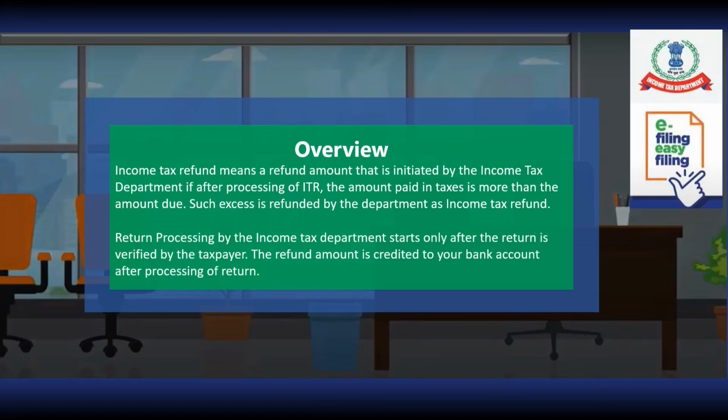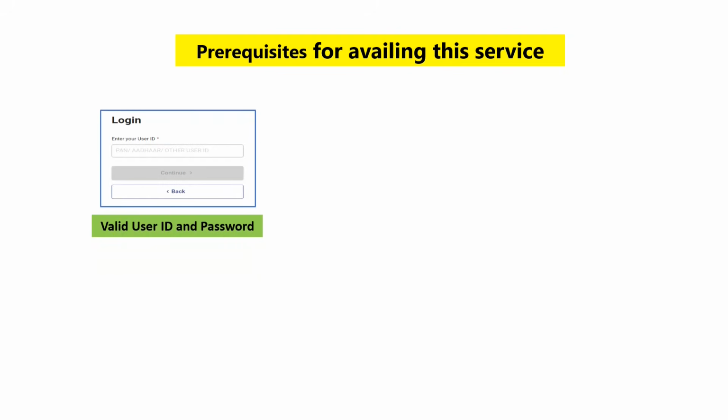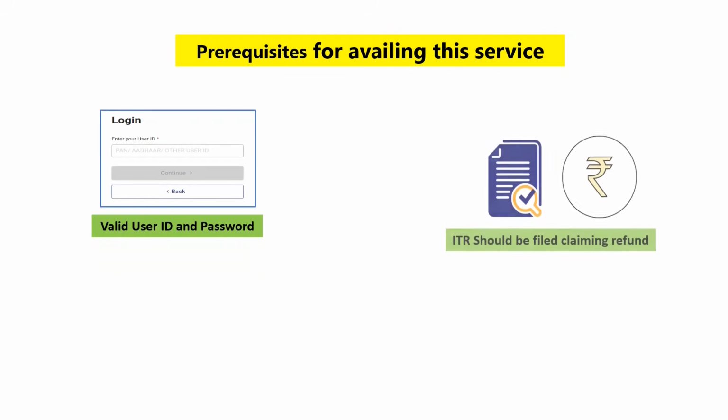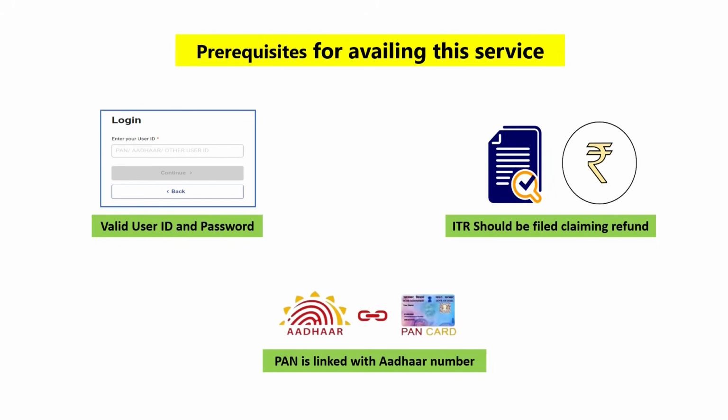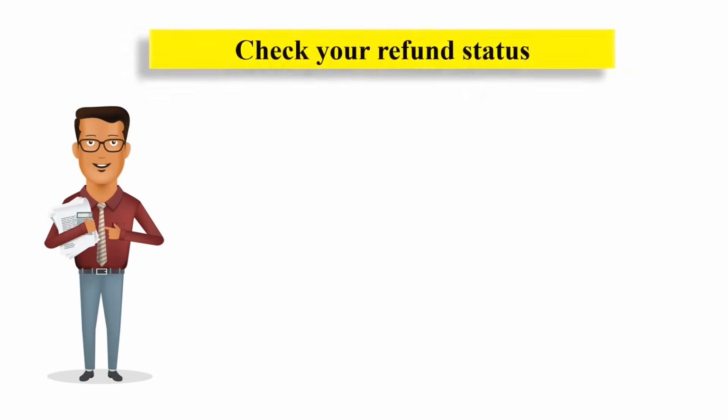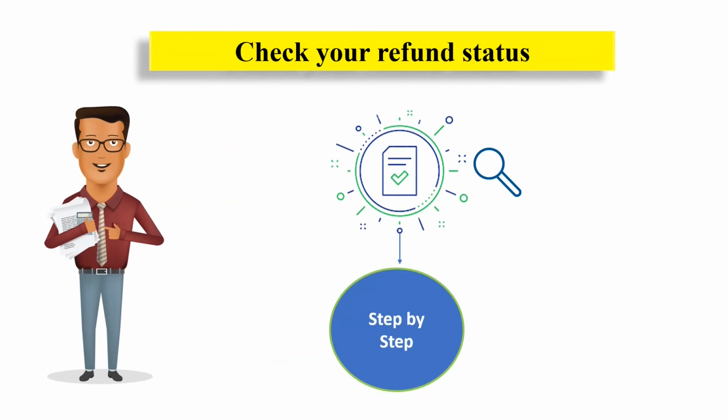Return processing by the income tax department starts only after the return is verified by the taxpayer, and the refund amount is credited to the bank account of the taxpayer after processing of the income tax return. In order to access the functionality of Know Your Refund Status, you should have a valid user ID and a password of the e-filing portal. You must have filed an income tax return claiming the refund, and it is advisable that your PAN is linked with your Aadhaar. Let us now see step by step how we check the refund status.